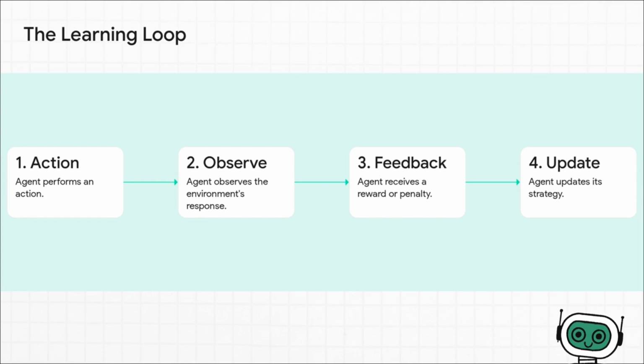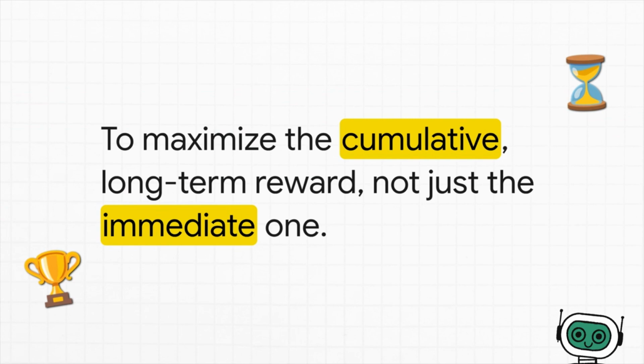The agent takes an action, it observes the result, it gets feedback in the form of a reward or penalty, and then it updates its own strategy. It repeats this loop millions of times, slowly learning the best policy for what to do in any given situation. But what's really key here is that the agent isn't just chasing the next immediate reward. It's learning to maximize its total reward over the long term. This means it might make a short-term sacrifice if it knows it will lead to a bigger payoff down the road. It's learning to think strategically.